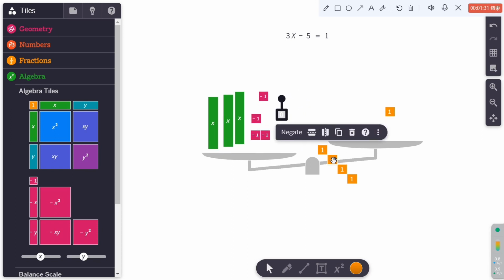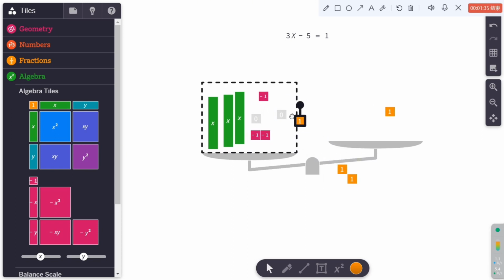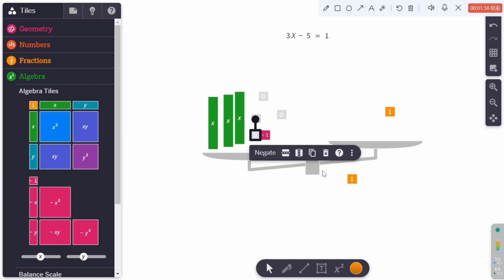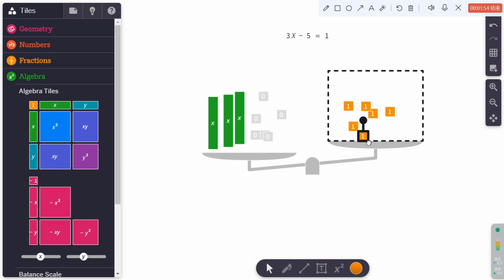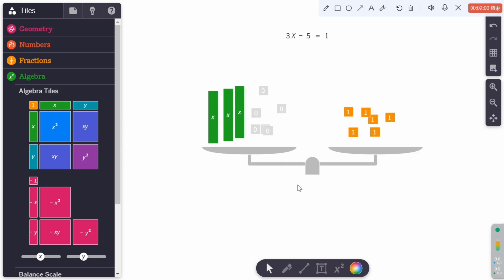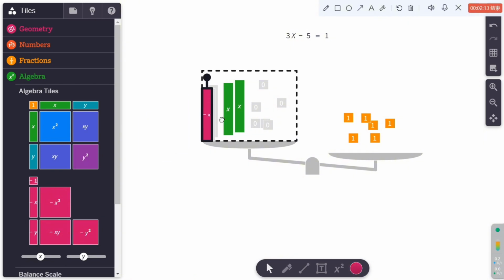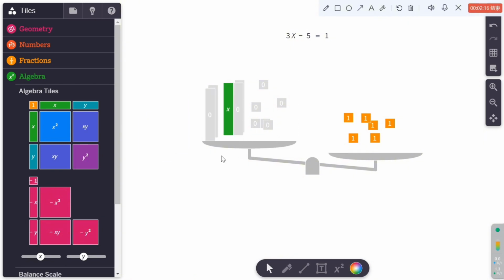Yeah, we drag in here. Well, now we need to add on the right side. We drag it one by one. Look at the scale, it's balanced. Now, how to get the value of x? We need to drag the minus x into the scale. Yeah, we cover it. And just the 1x on the left side of the scale.